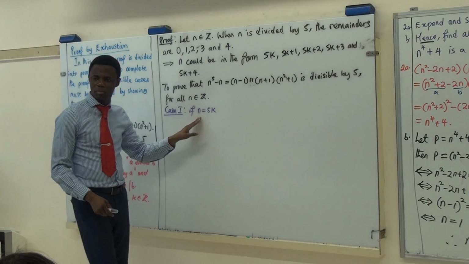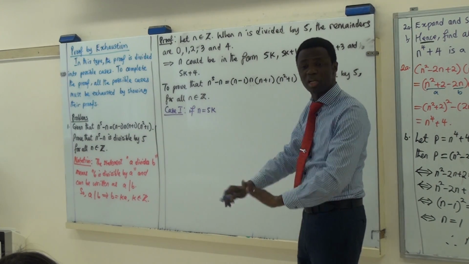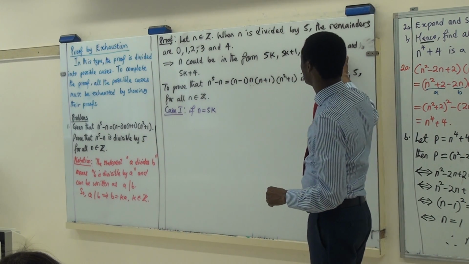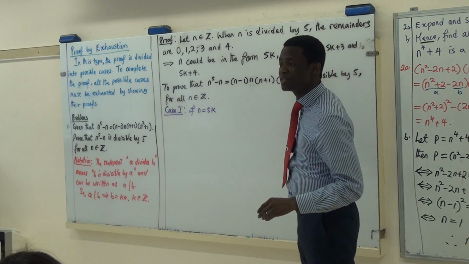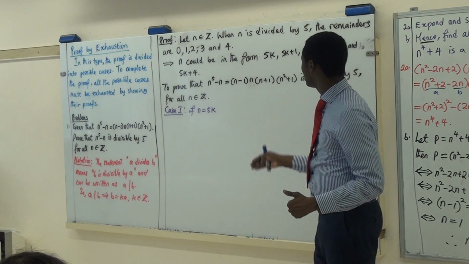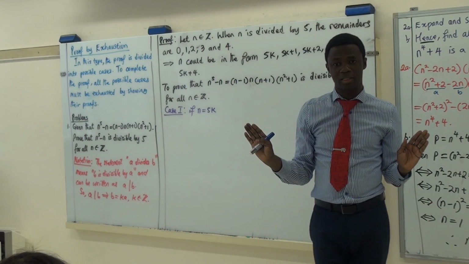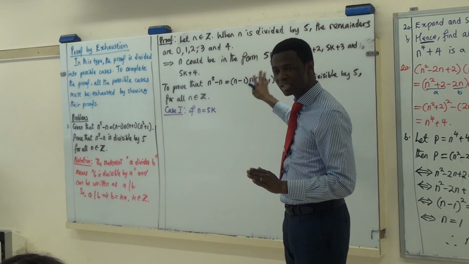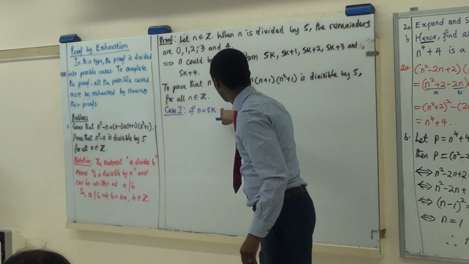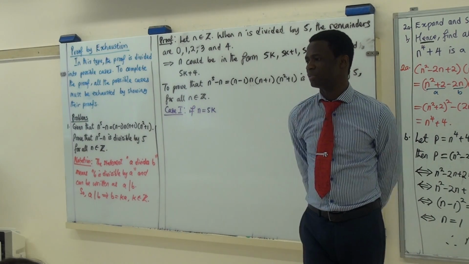If n is of this form, remember any number will be of these forms. And we are trying to consider all numbers. So if we are able to prove for these 5 cases, then we have proved for all numbers, because we just confirmed that every number that we know of is of this form. Do you understand that? Does it make sense? So if you take the case of 5k, how can we show that this is divisible by 5? Anybody?